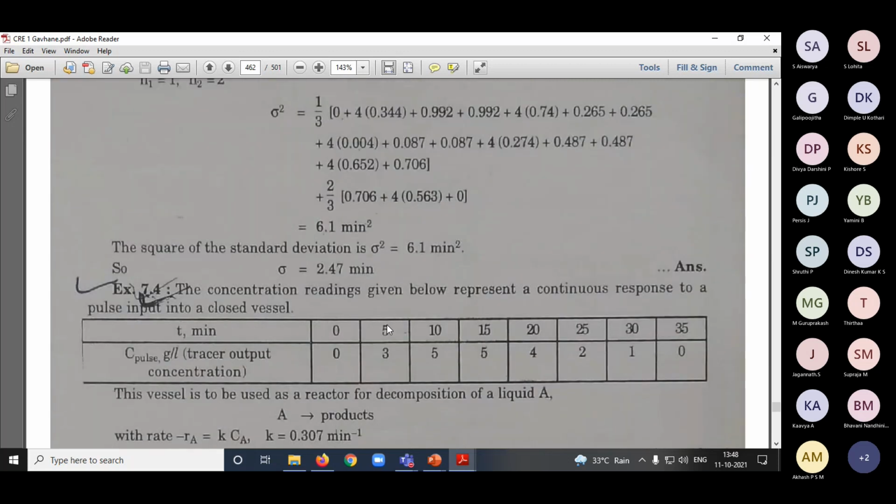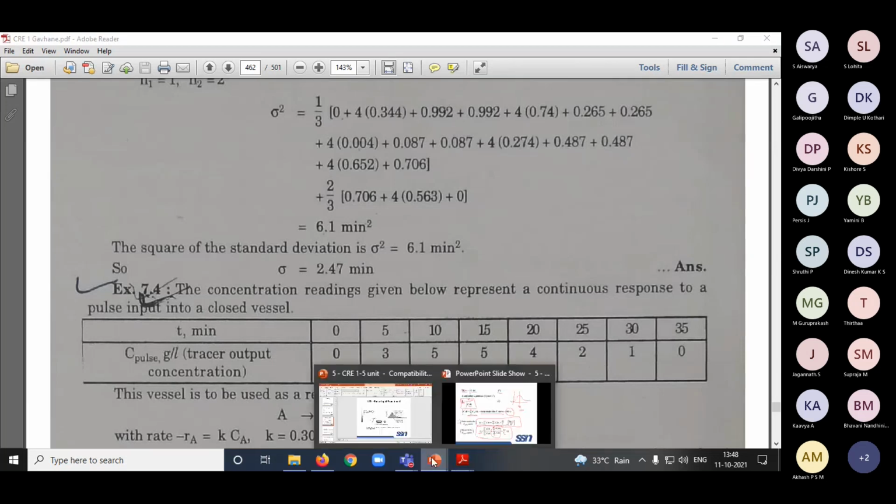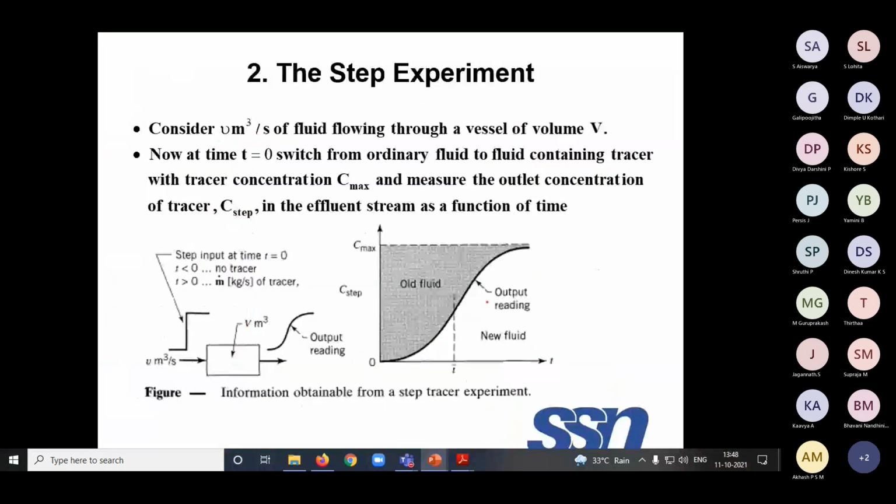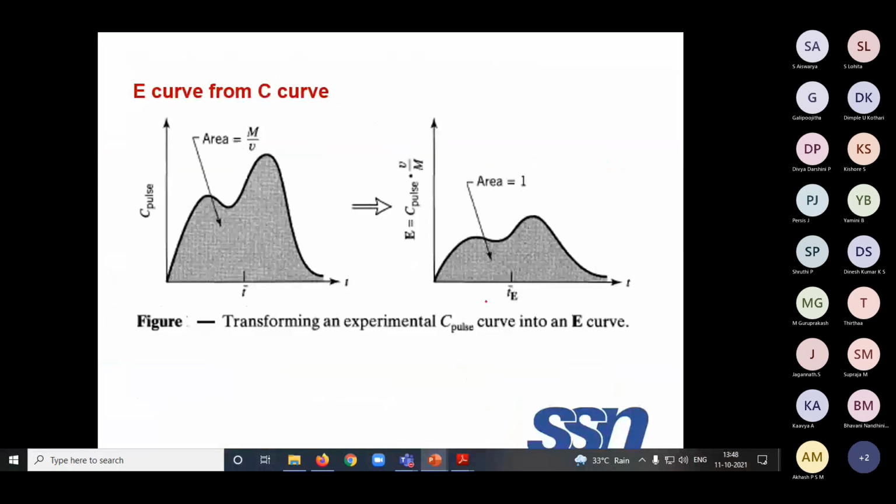So I stop here, I think. Next we'll go for it in the later class. So try to do some problems with this, right? Try to do some problems with this.